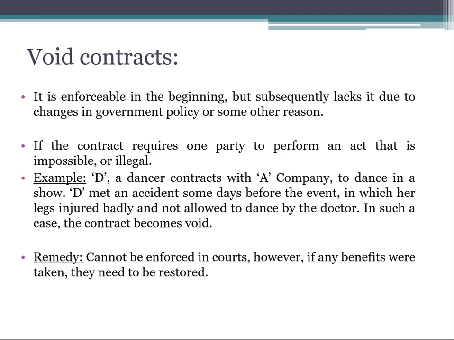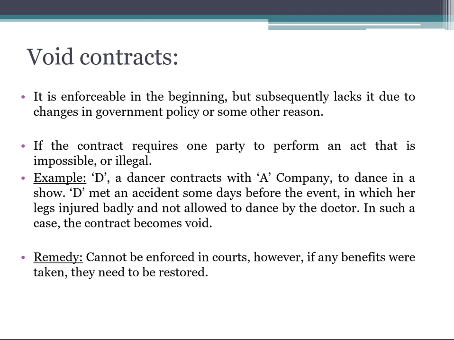Now, before this, you meet with an accident and your legs have been injured so badly that you cannot dance anymore. This concert cannot take place because the doctor has told you that you cannot dance. Because this act has become impossible, this contract has also become void. Why is that? When we talked about void agreements, those were agreements which were already void from the beginning. But in the example we just talked about, it was a valid contract once upon a time. But owing to the impossibility, now it has become void because it cannot be enforced in court anymore.